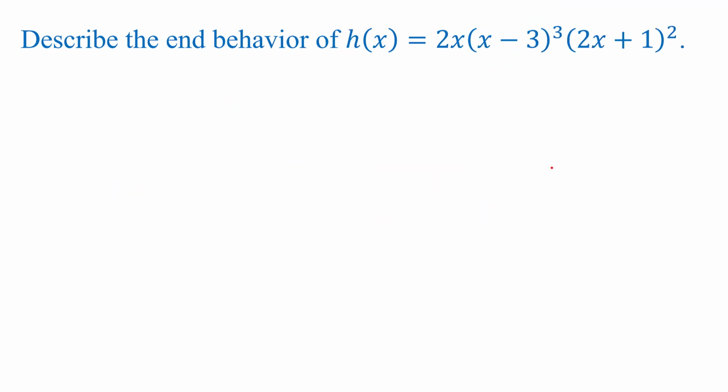Okay, moving on to here, the end behavior. This is one of those where we have to figure out what's going on here with the leading term. So the leading term would be, we have 2x times x minus 3 cubed times 2x plus 1 squared. So we can take 2x raised to the power of 1 times, for x minus 3 cubed, we have the binomial x minus 3.